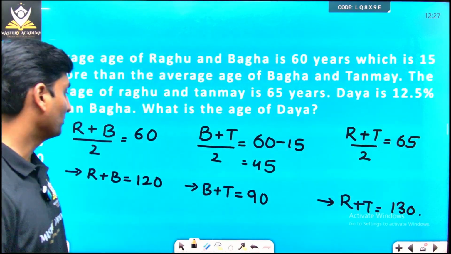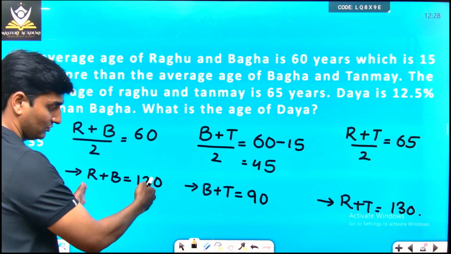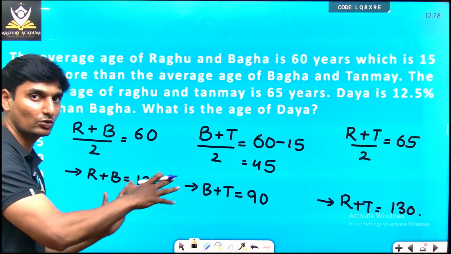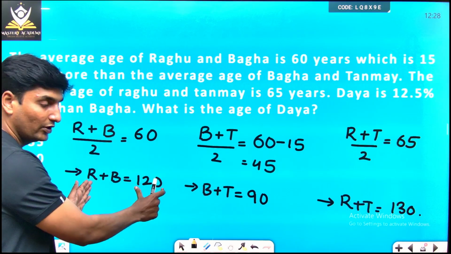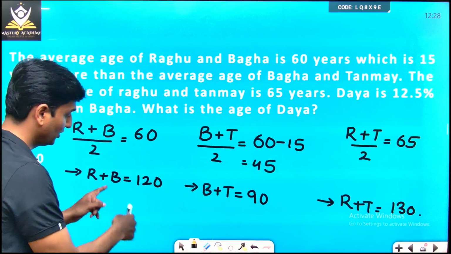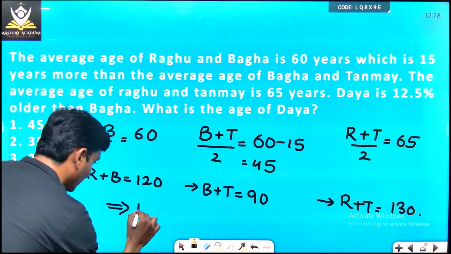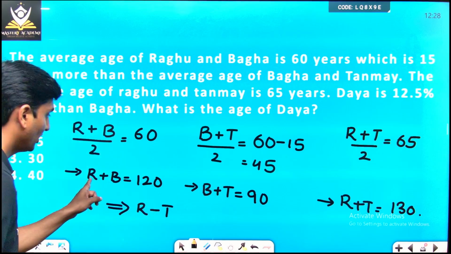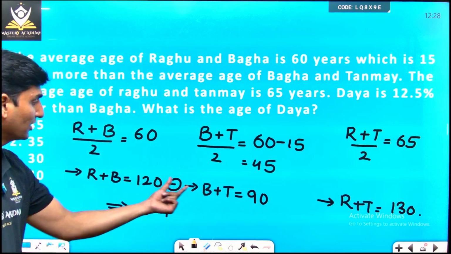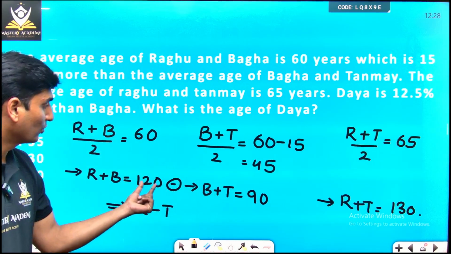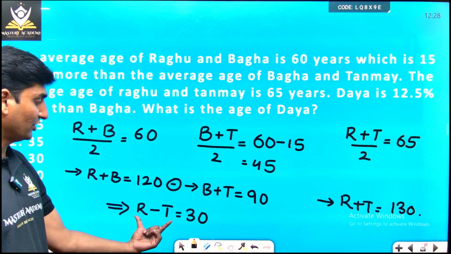Yes, we have these three particular equations. Now we'll do one thing. I'll solve these two equations, this minus this, 1 minus 2. I'm not going to write it out, guys, I'm just going to write the solution if that is okay. R plus B is equal to 120 minus B plus T is equal to 90. See, B and B will get eliminated. So directly I can write the value R minus T. B and B get cancelled out. 120 minus 90 is 30. So R minus T is equal to 30.